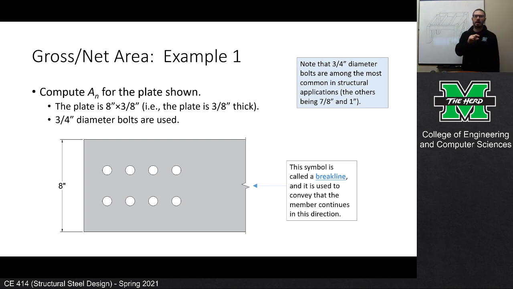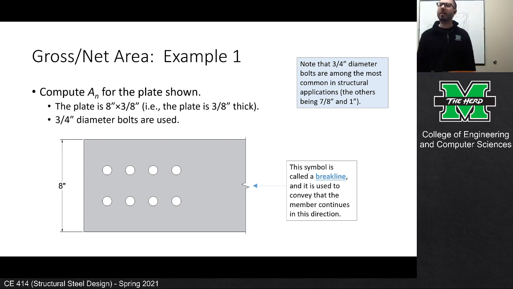I've got 2 lines of bolts, and there are 4 bolts per line. The bolts that we are using for this problem are 3/4 inch in diameter. In the world of steel design, 3/4 inch diameter bolts are among the most common. In real applications, you'll find that 3/4 inch, 7/8 of an inch, and 1 inch diameter bolts are what we're using for just about every project. Larger bolts than that would probably be pretty specialty, a very unique system.